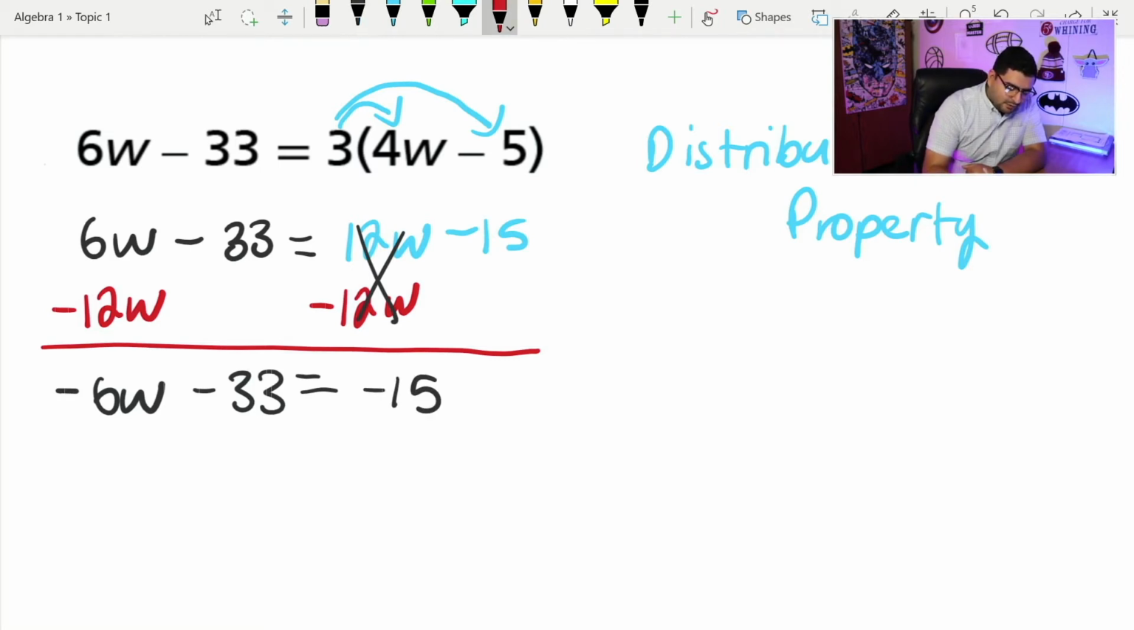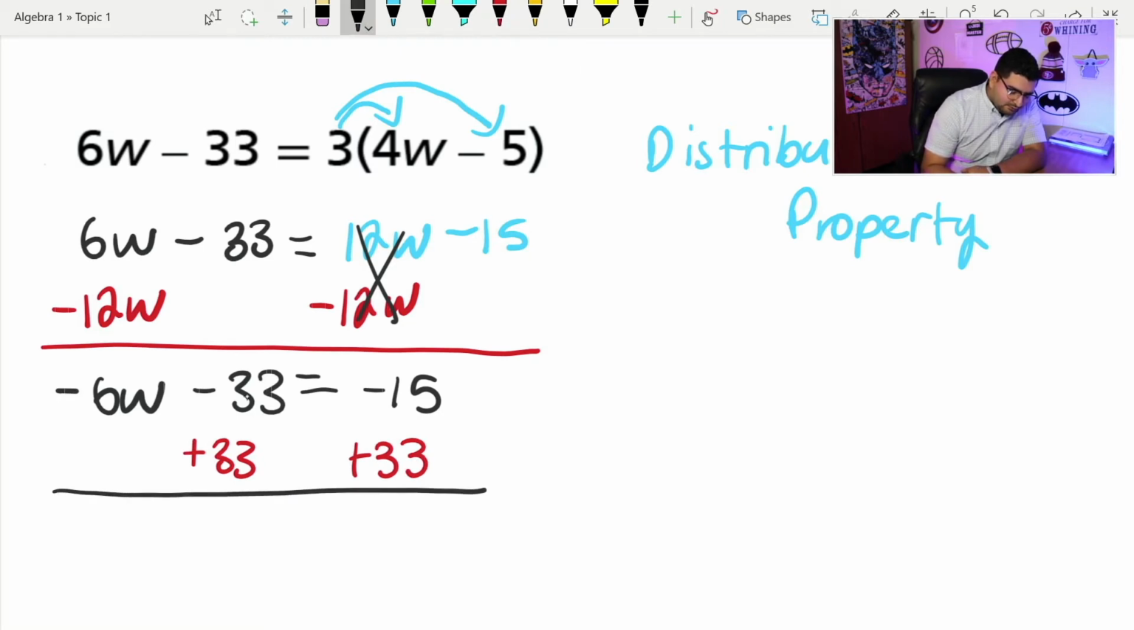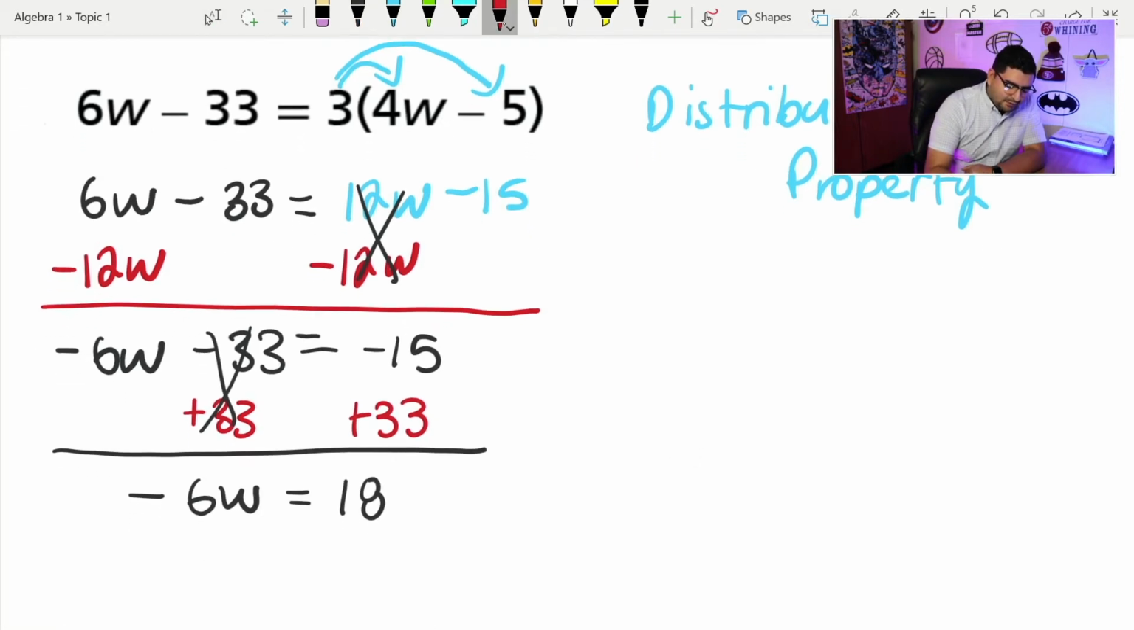Now what I want to do is add this 33 to both sides so that it cancels out on the left, which will leave me with negative 6w equals negative 15 plus 33. That should leave us with a positive 18. Last step I would need to do here is divide by negative 6 on both sides. And this would leave me with w equals 3.